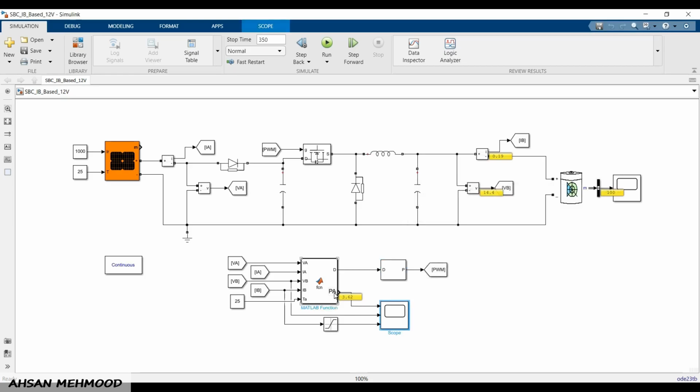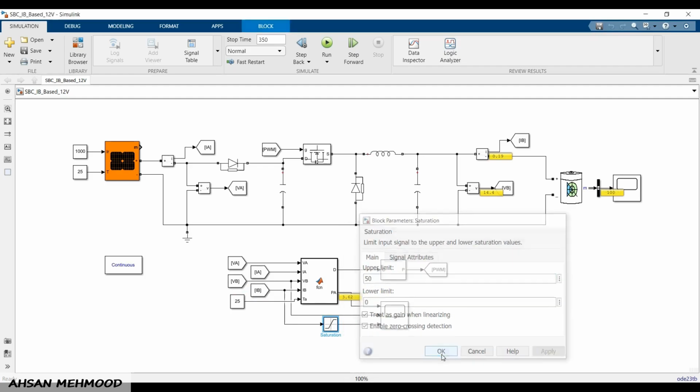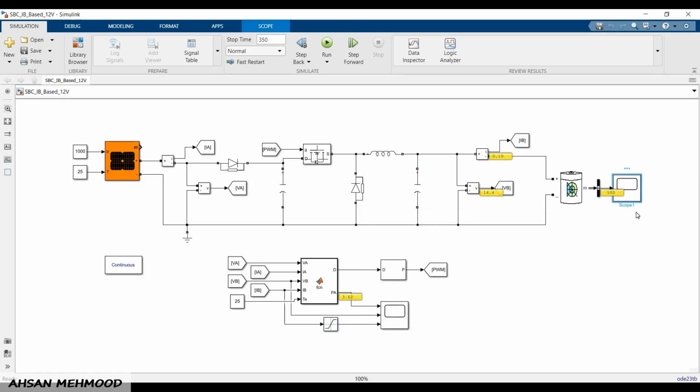This scope shows the graphs of array power, battery voltage and battery current. Battery current waveform is saturated between 0 and 50 ampere. This scope has been used to display the state of charge of the battery.